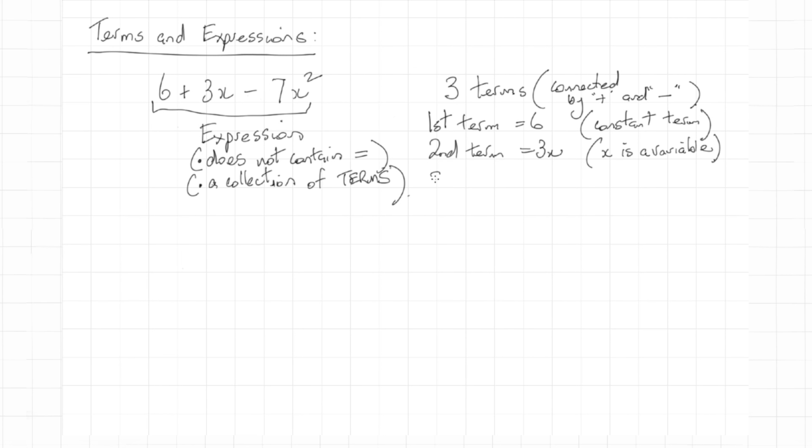And then the last term, third term, is equal to, now we must pick up, we haven't written a sign in front of the 6 or in front of the 3. If we don't write a sign, it is understood to be a plus. Here it is understood to be a plus at the start. Here we've got a plus 3x, and in front of the 7 we've got negative 7x squared is the third term. Once again, if x is a variable, then x squared is also a variable.